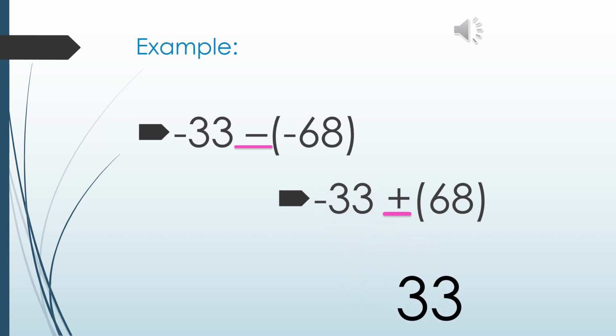The first thing we need to identify is our operation, and we can see that it has a minus sign. So we need to apply KCC. What does KCC mean? Like I told you, keep, change. In this case, we keep -33 the same, we change minus to plus, and we change -68 to +68. And then we apply the adding rule. If it's different signs, you're going to subtract and you keep the sign of the biggest number. So your answer will be +33.